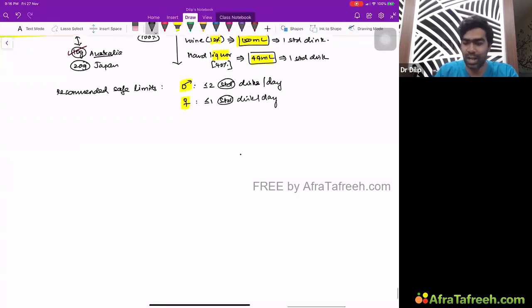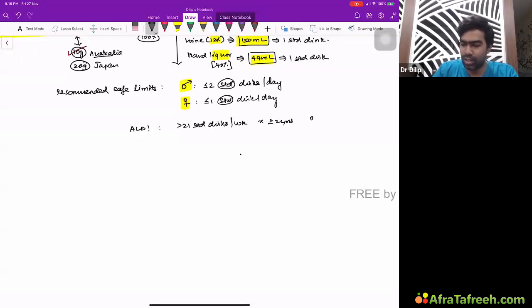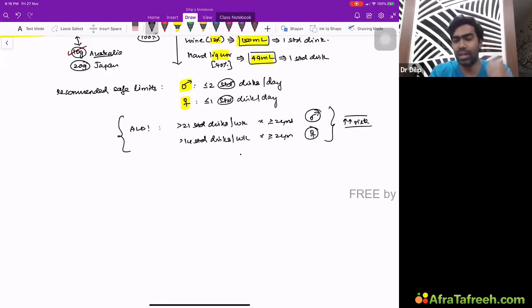To get alcoholic liver disease, especially if you are consuming more than 21 standard drinks per week for at least more than 2 years, this is for males, or if you are taking more than 14 standard drinks per week for more than 2 years if you are a female, this is considered a risk factor for getting alcoholic liver disease. Remember, the susceptibility for getting liver disease because of alcohol is again genetically determined, and there are a lot of variations in that.